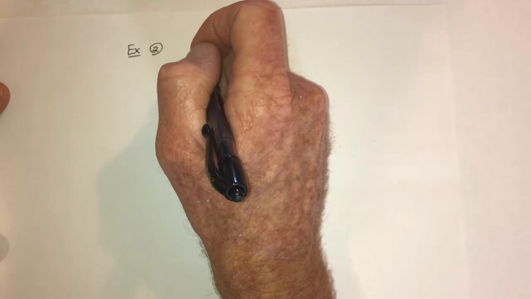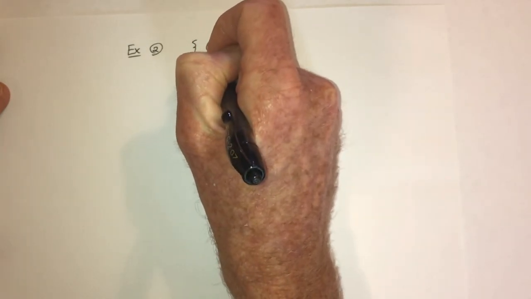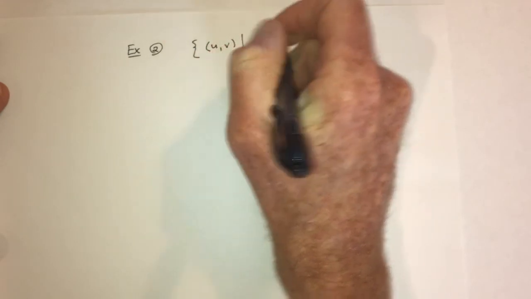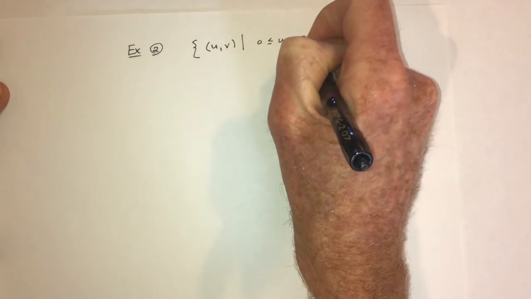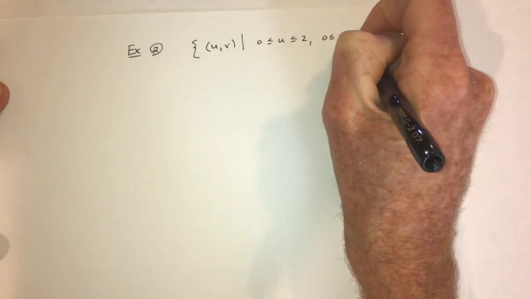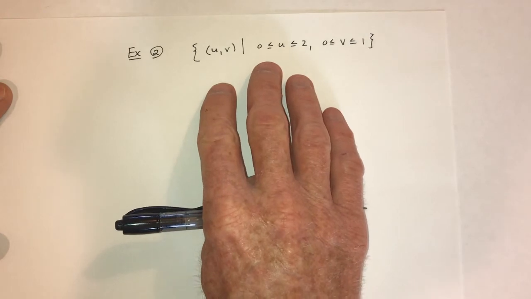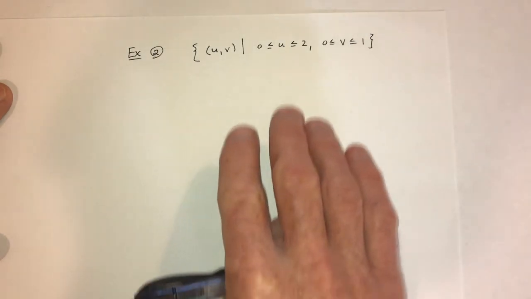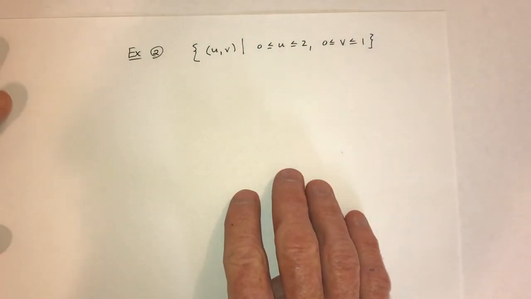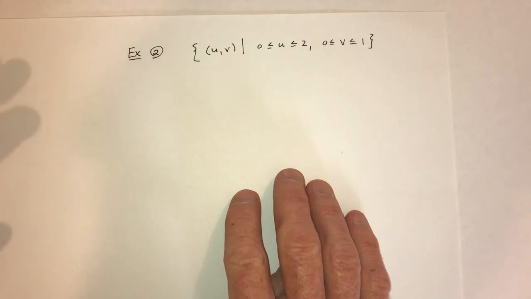Now for the next example, we're just going to do the limits part. So for example number 2, let's say that the region is u and v, so that u is between 0 and 2, v is between 0 and 1. Now this is a little bit backwards because you usually start with x and y and then you change it to u and v. But if it's a transformation, you should be able to transform back and forth between the two. Just like with integrating, we can integrate with respect to x and y, or we could change it to polar. And if you have polar, you could change it back to x and y.